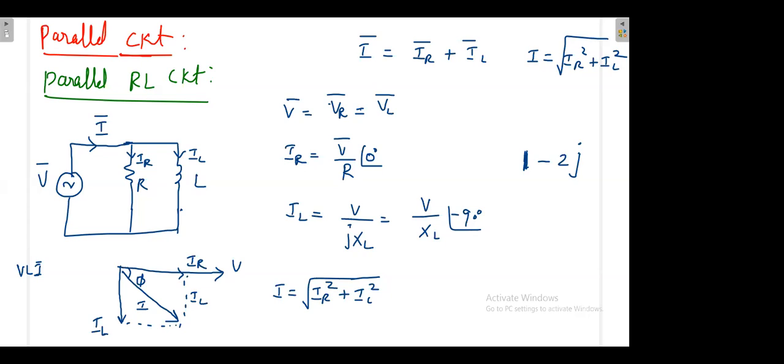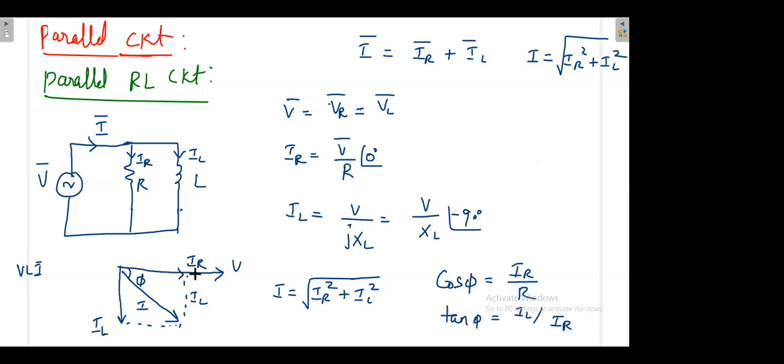Next, what is cos phi? Cos phi is equal to IR divided by I. Then what is tan phi? Tan phi is equal to IL divided by IR.